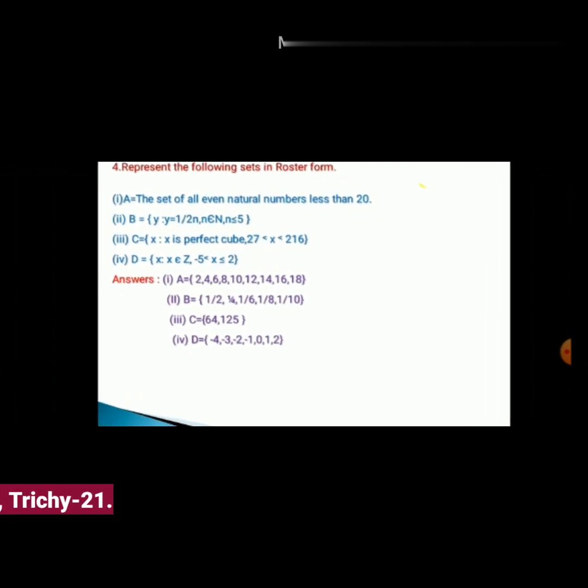The next question. Fourth one. Represent the following sets in roster form. Roster form means list out the elements. So first question. A set is equal to the set of all even natural numbers less than 20.